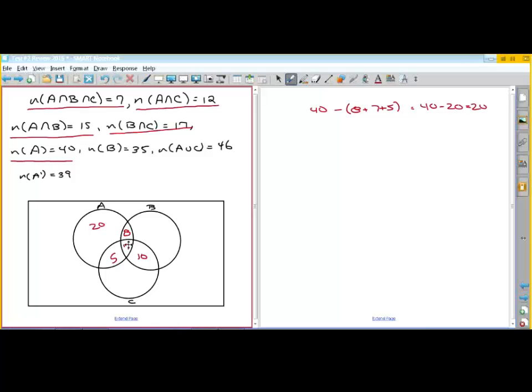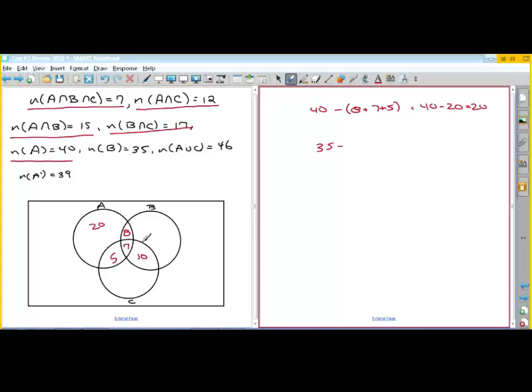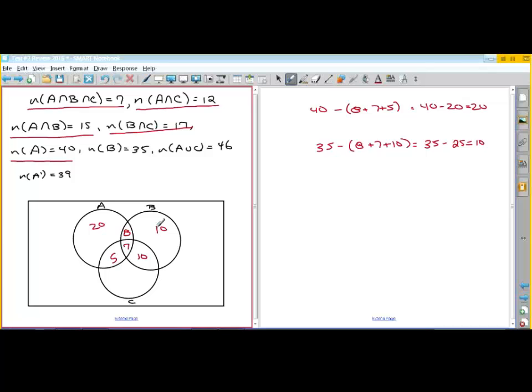Okay, set B, 35 is the sum of all these 4 pieces. I know I have 3 of the pieces. So I'm going to take 35 and I'm going to subtract the sum of those ones that are already on there. So that's 35 minus 8 plus 7 is 15. 15 plus 10 is 25. So that equals 10. There it goes right there.